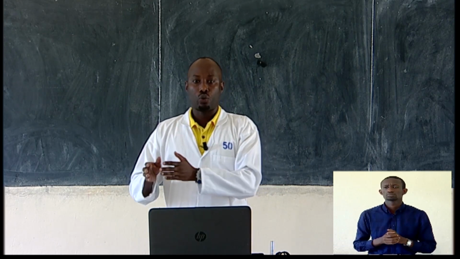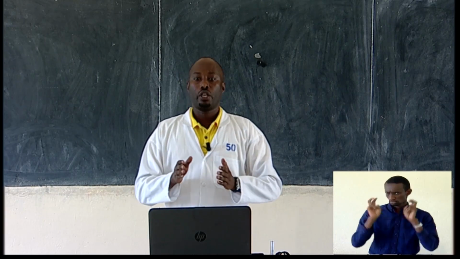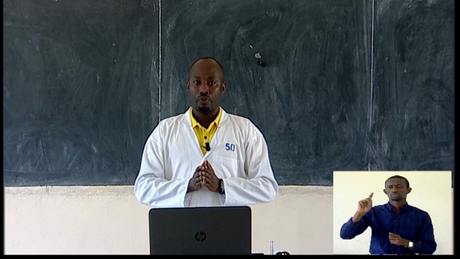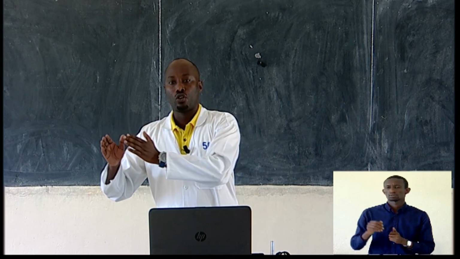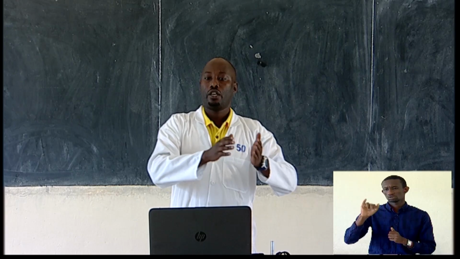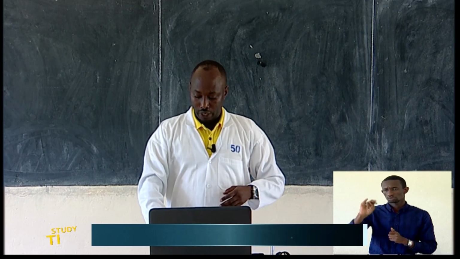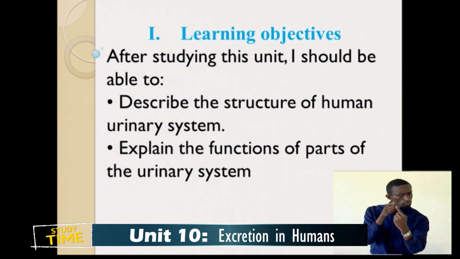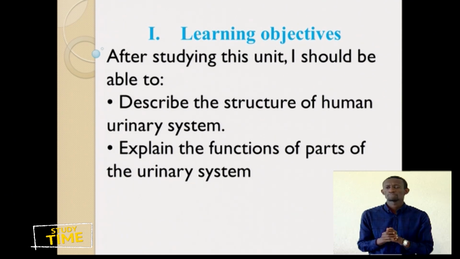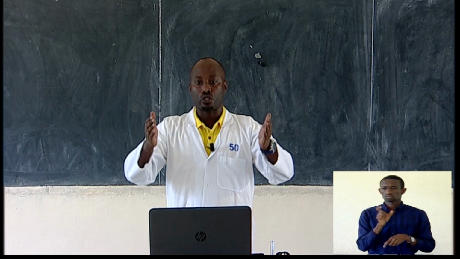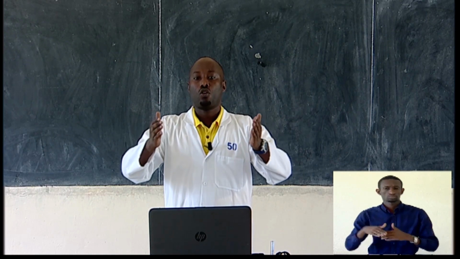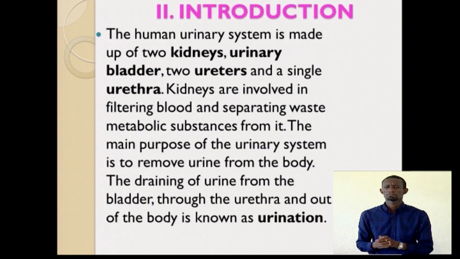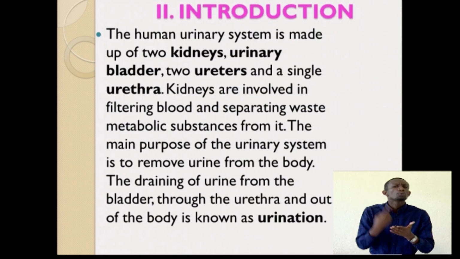So now we're going to start our lesson, which is about the structure of the human urinary system. What are the major components of the human urinary system? First, let's talk about the learning objectives for today. We're going to describe the structure of the human urinary system. We're also going to talk about the functions of the parts of the urinary system.